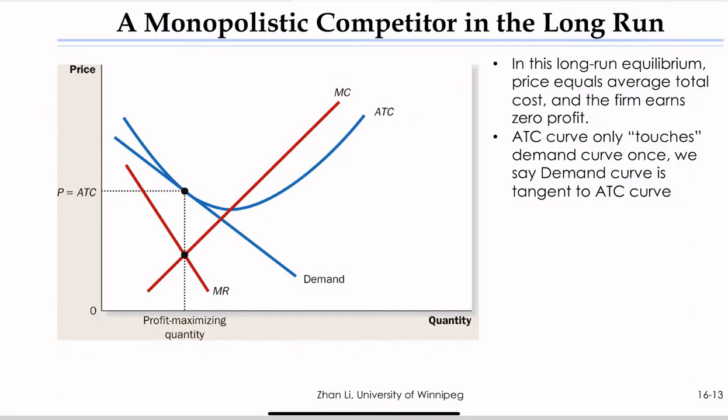a picture like this, right? So you can see that it basically has two features. First, we have this intersection here, right? So this is from profit maximization. And then we have this price, which is exactly the same as the average total cost. This is because in the long run, profit has to be zero, right?